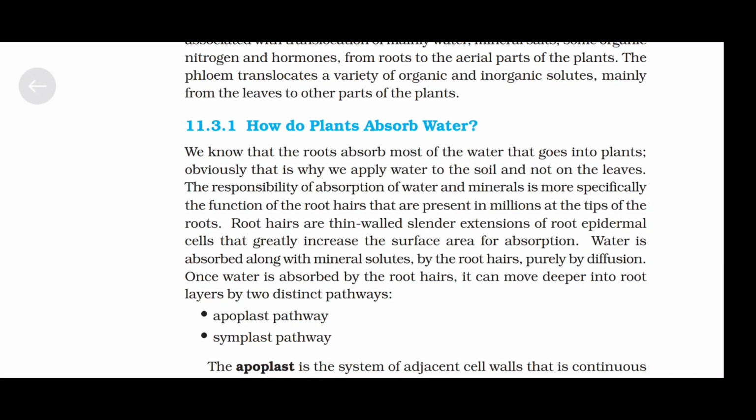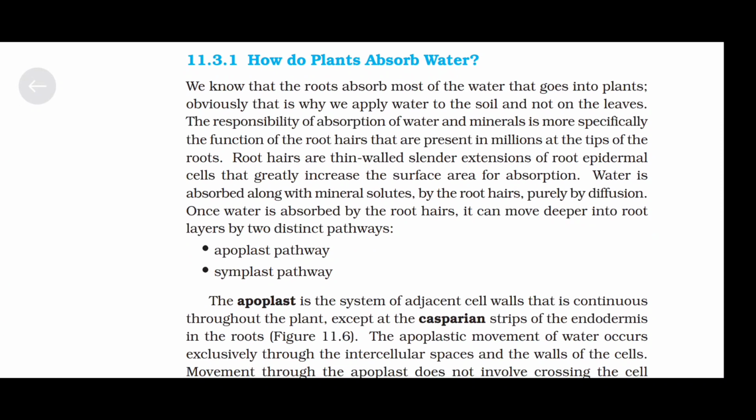The responsibility of absorption of water and minerals is more specifically the function of root hairs that are present in millions at tips of the root. Root hairs are thin-walled, slender extensions of root epidermal cells that greatly increase the surface area for absorption. Water is absorbed along with mineral solutes by the root hairs purely by diffusion.